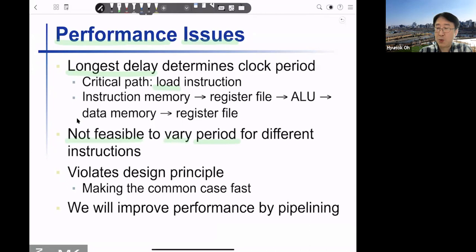So what we are trying to do is, is there any way to improve performance or shorten the clock cycle? Okay, so how can we improve the performance? That is the main topic of the later part of chapter 4. So we will learn about the pipeline. We cannot change the clock cycles, so instead of that, we are applying the pipeline to improve the performance.